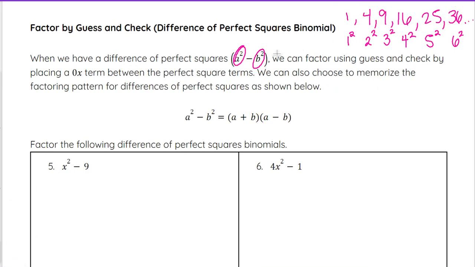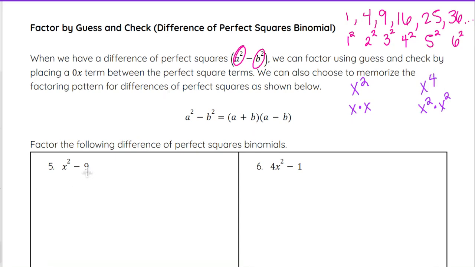The same thing works with variables and their exponents. For example, x squared is really x times x, so x squared is a perfect square. x to the 4th is really x squared times x squared, so that's a perfect square.